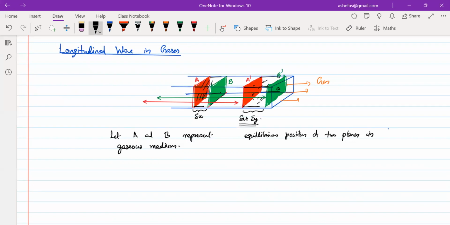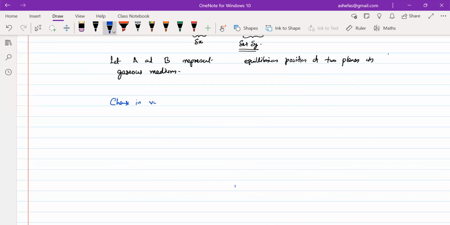Therefore, what we can introduce here is the change in volume. In case of a rod, we are interested in the change in length, whereas in case of gas we will be interested in the change in volume within the planes during oscillation.